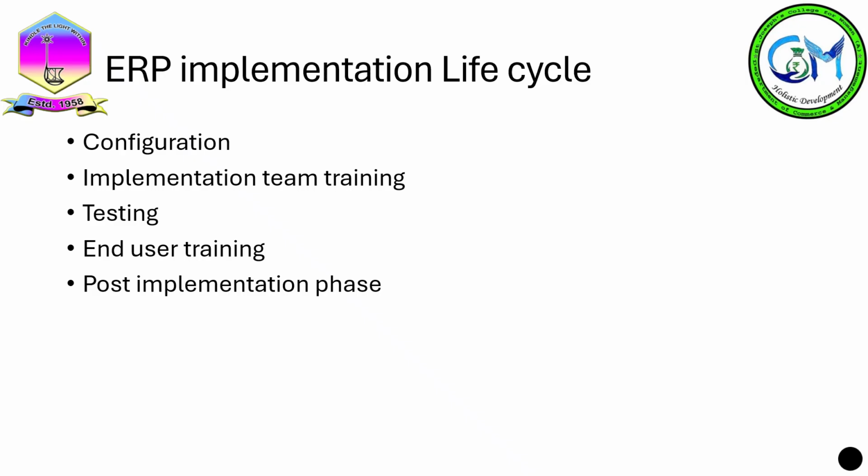The next step is end user training. It keeps the following three parameters in mind: success and failure, people, and training sections. They give overall training to the end users on how to use the ERP software.